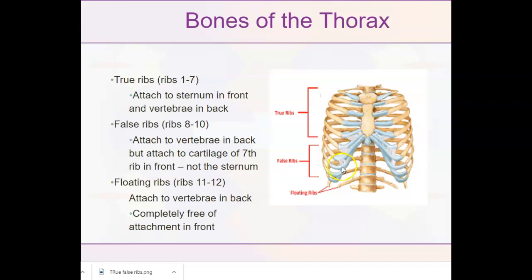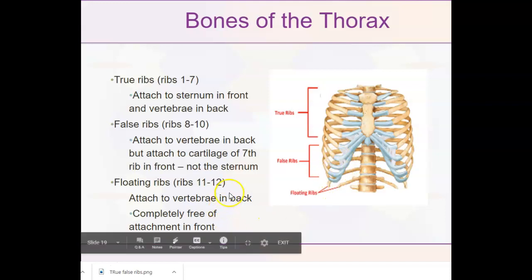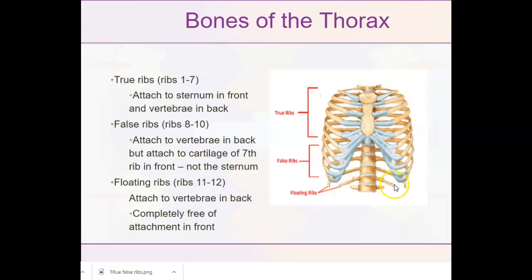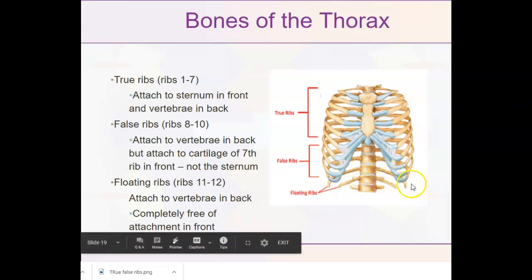False ribs are 8 through 10. Let me see, 8, 9, 10. They are attached to the vertebrae in the back, but the cartilage at the 7th. So these are all fused together. And the floating ribs are back here, right here, 11 and 12. That's because they are not attached to anything. They're not attached to these ribs at all. They just kind of float in the back. They are completely free of attachment.